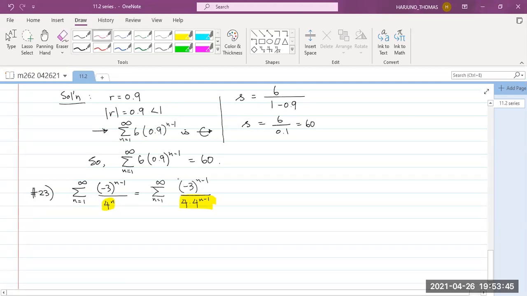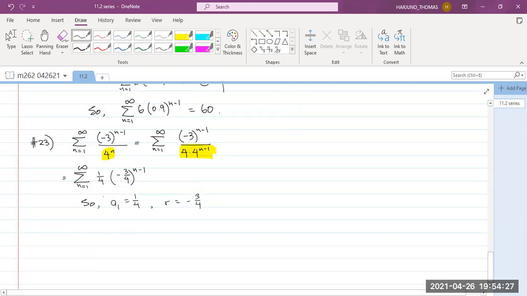Right? Now what I will do next is, I want to have exponent n minus 1. So later on, I will combine these two. So this is equal to the infinite sum from 1 to infinity of 1/4 times -3/4 to the n minus 1. Right? So you see that the first term is 1/4. The common ratio is -3/4. Now, because the common ratio has magnitude 3/4, which is less than 1, so the series is convergent.